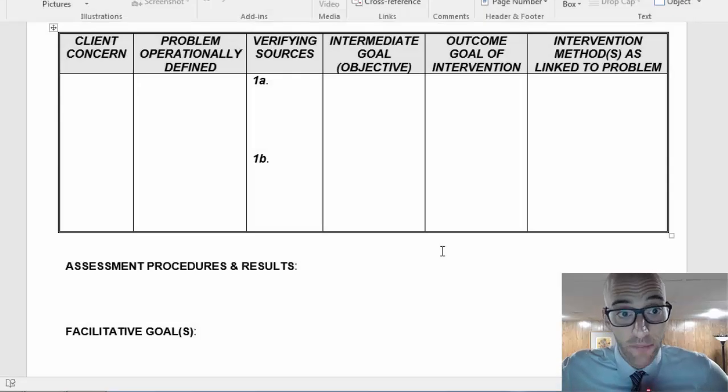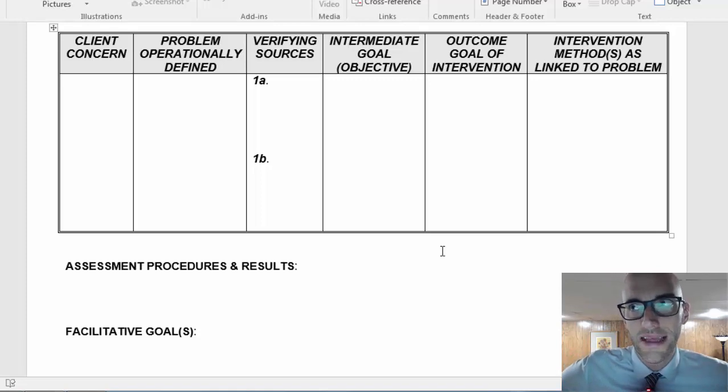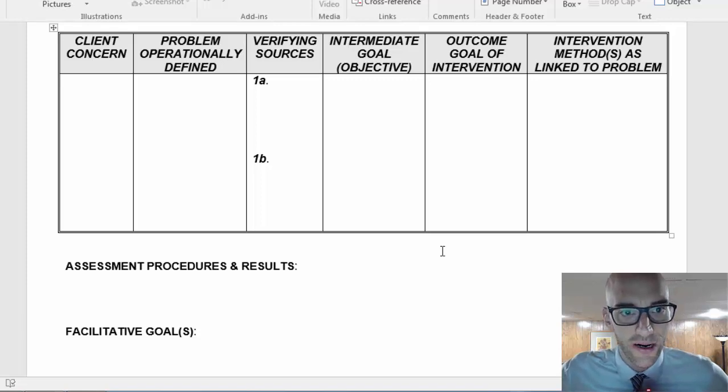So here's the goals table, and I've got another video posted about how to fill this out, but the client concern for Jim would be that he's afraid about returning to alcohol based on a DSM-5 diagnostic interview. You could say that he meets DSM criteria for substance use disorder. Problem operationally defined as number of days abstinent within a week. Verifying sources, like we said, could be bank statements, could be a friend, could be a roommate. Intermediate goal might be to attend 2 AA meetings per week, and an outcome goal could be to attend 5 AA meetings per week and have a sponsor, whatever it might be. Intervention methods could be joining Alcoholics Anonymous, remaining engaged in treatment, whatever you think would make more sense.